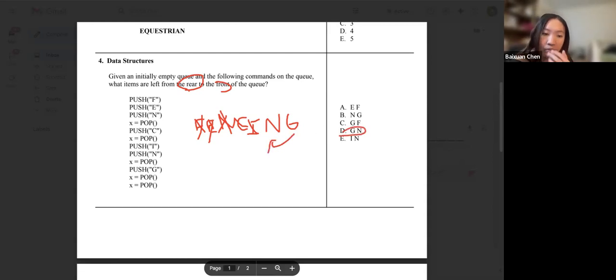So for these kinds of problems, just pay attention to what it's asking for and make sure you're following the correct order, and usually just simulate the queues or the stacks for these kinds of questions. Are there any questions? No. Okay, let's continue.